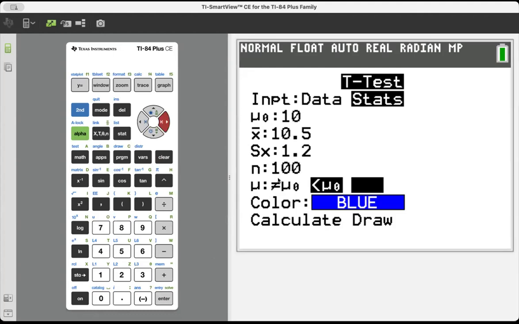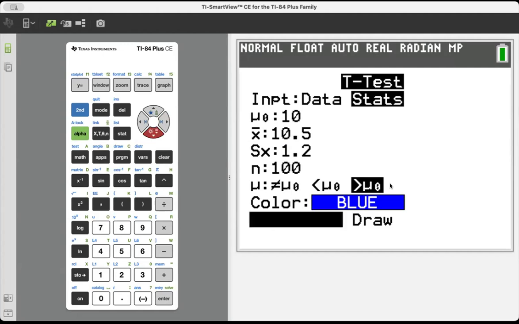And even though that sample size looks much bigger than the 30 we need, because we do not have the population standard deviation, you can see here, the Sx, the only alternative for us is to use the t distribution. So we choose greater than mu sub 0, because the alternative hypothesis is that mu is greater than 10, and calculate.